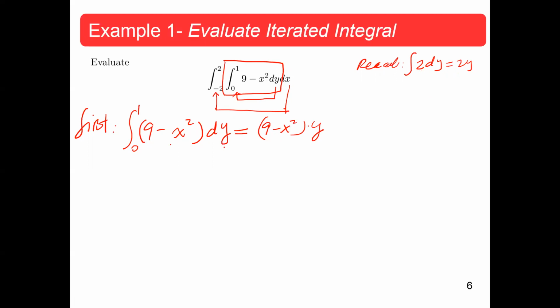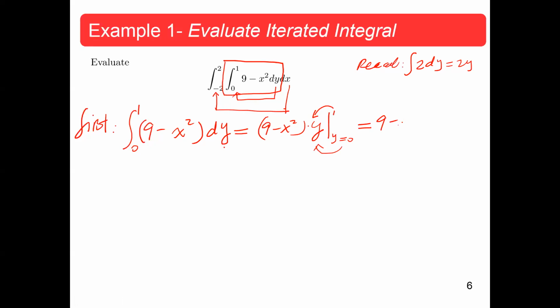Yes. Okay, so here 9 minus x squared is a constant, therefore its antiderivative will be 9 minus x squared times y. Okay, and then let's evaluate, y goes from 0 to 1. Y starts at 0, ends at 1, right? And next we'll just simply plug 1 in and plug 0 in, and then do the subtraction of those two results. So first of all, let's plug 1 in for y.